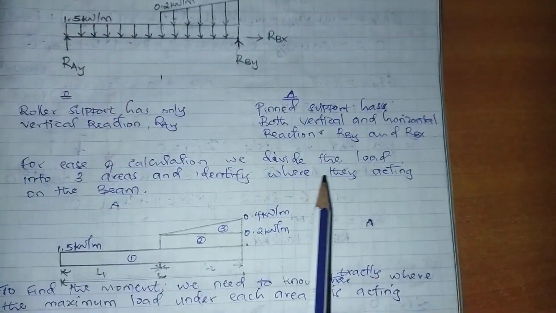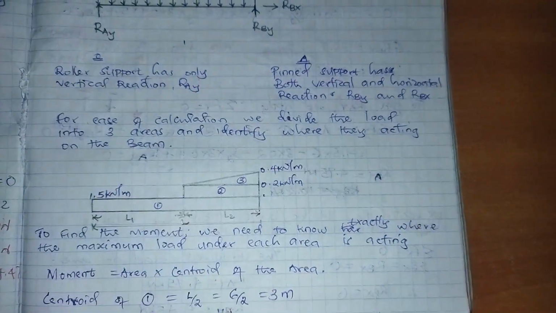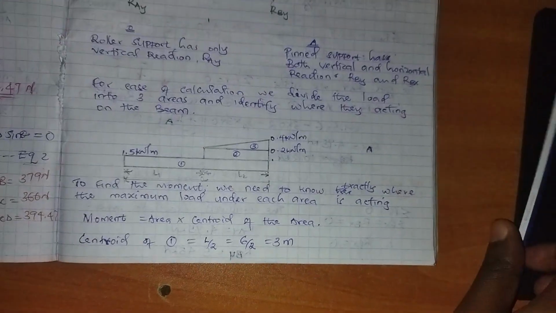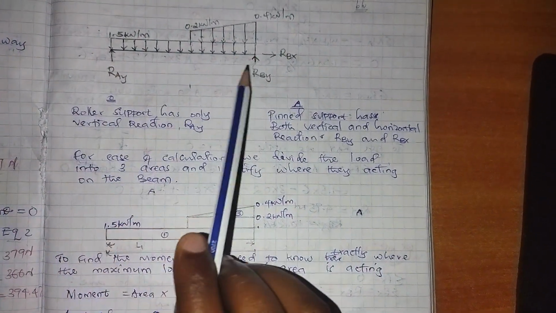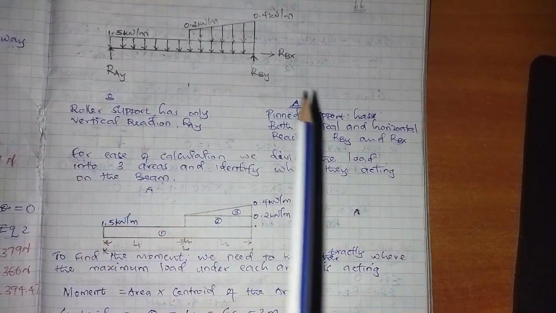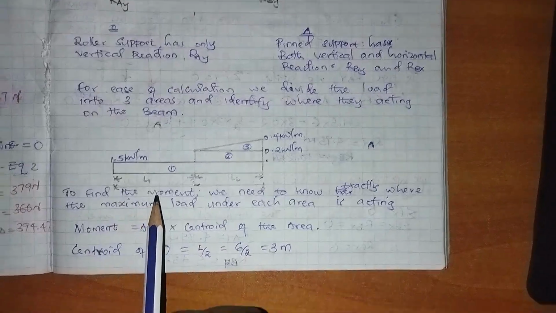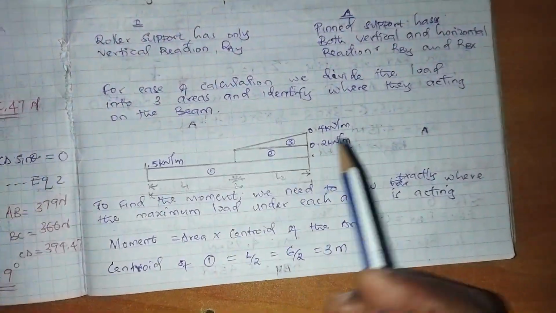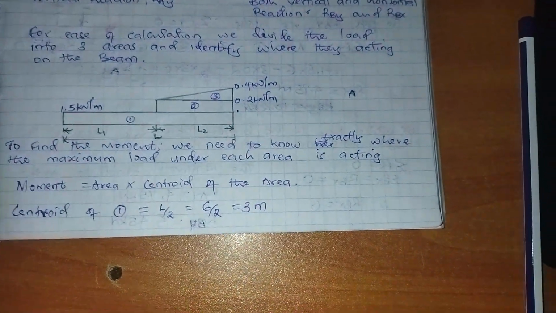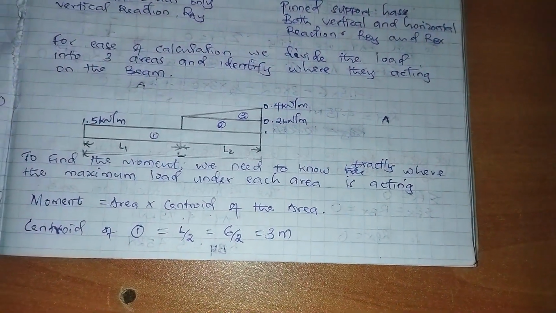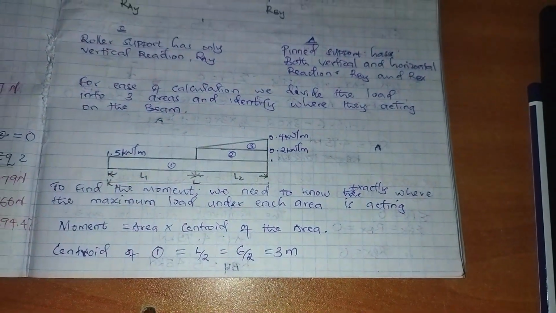For ease of calculation, we divide the load into 3 areas and identify where they are acting on the beam. Because we already know the dimension here is 3 meters and here 3 meters, the total length is 6 meters. So now I have simplified by getting different shapes of our loads. Those shapes are going to help us calculate the total load that is acting on the beam, and it will help us find the moments.